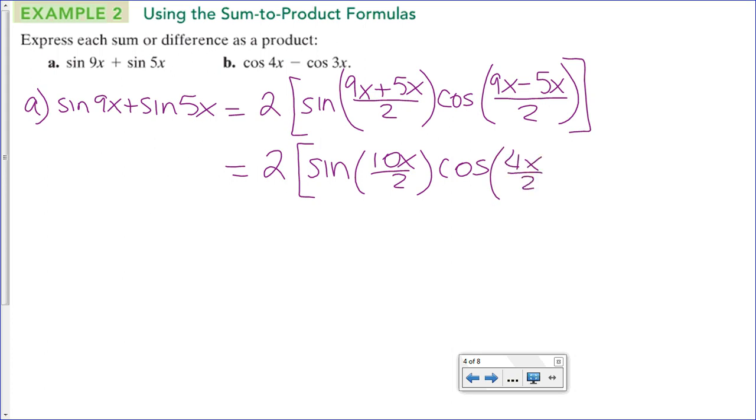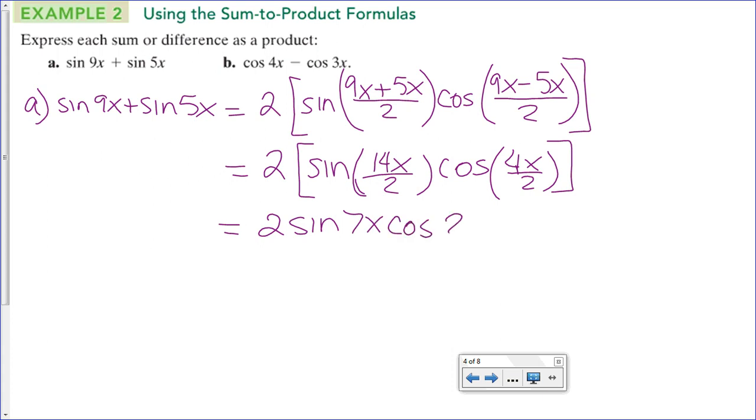And of course, you can see both numbers in the numerator are divisible by 2. It's not 10, it's 14. Yes, it is 14. Thank you. 14x. So that will be 2 times the sine of 14x over 2, which is 7x, and then cosine of 2x. And that's it. Pretty easy, right, guys? Yes.